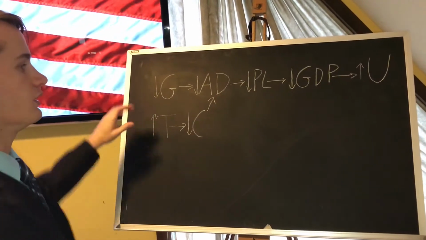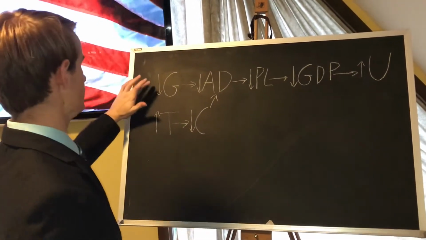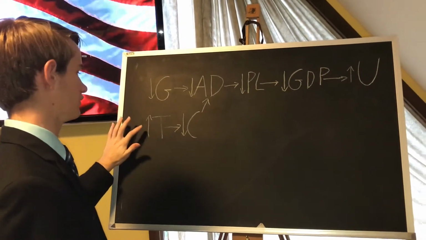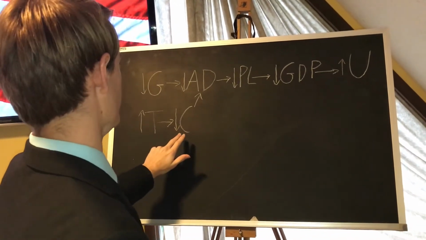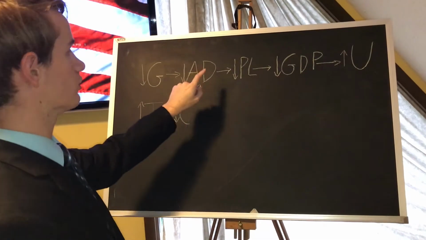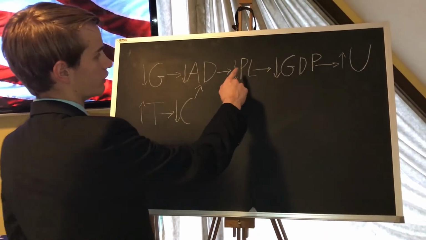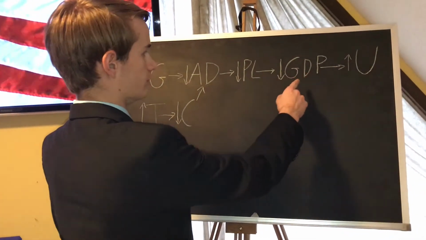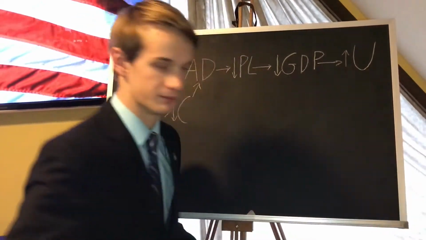Now, in the reverse case, should the government want to run contractionary fiscal policy to control inflation, they'll do the exact opposite with the exact opposite result: decrease in government spending or an increase in taxes, which lowers consumer spending. Both of these will lead to a decrease in aggregate demand, leading to a decrease in price level, leading to a decrease in GDP, and a rise in unemployment.